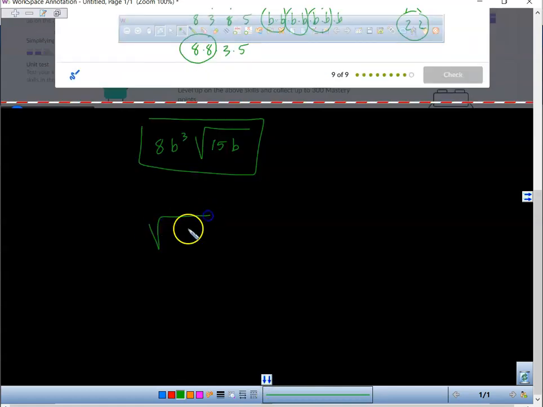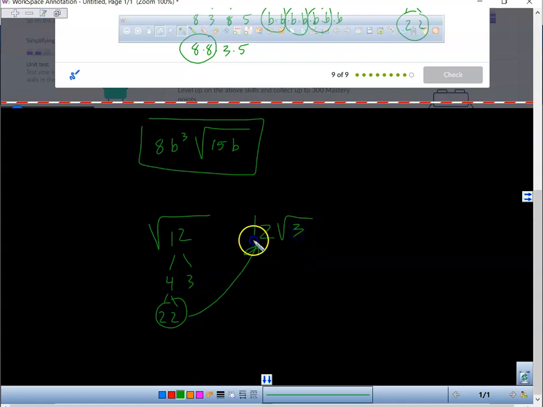Okay, so just a quick little review. If I have, for example, the square root of 12, the square root of 12 breaks down to a 4 and a 3. The 4 breaks down to a 2 and a 2. So I have a 2 that comes out, and I have a 3 that stays in. Okay, this is unsimplified, this is simplified.